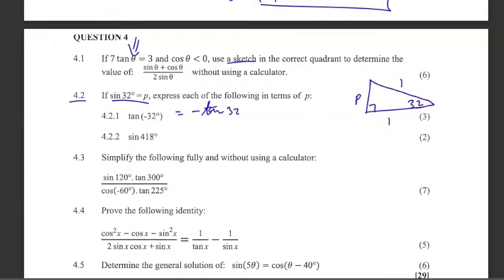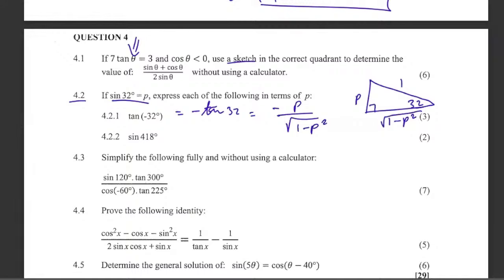Then down here, I'm going to have the square root of 1 minus P squared if I use my theorem of Pythagoras, okay? Then, since I'm looking for the tan, we know that tan is opposite over adjacent. So it's negative P over the square root of 1 minus P squared. So that's how I'll do that. So probably 1 mark for the sketch and then the 2 marks for whatever answer you have.